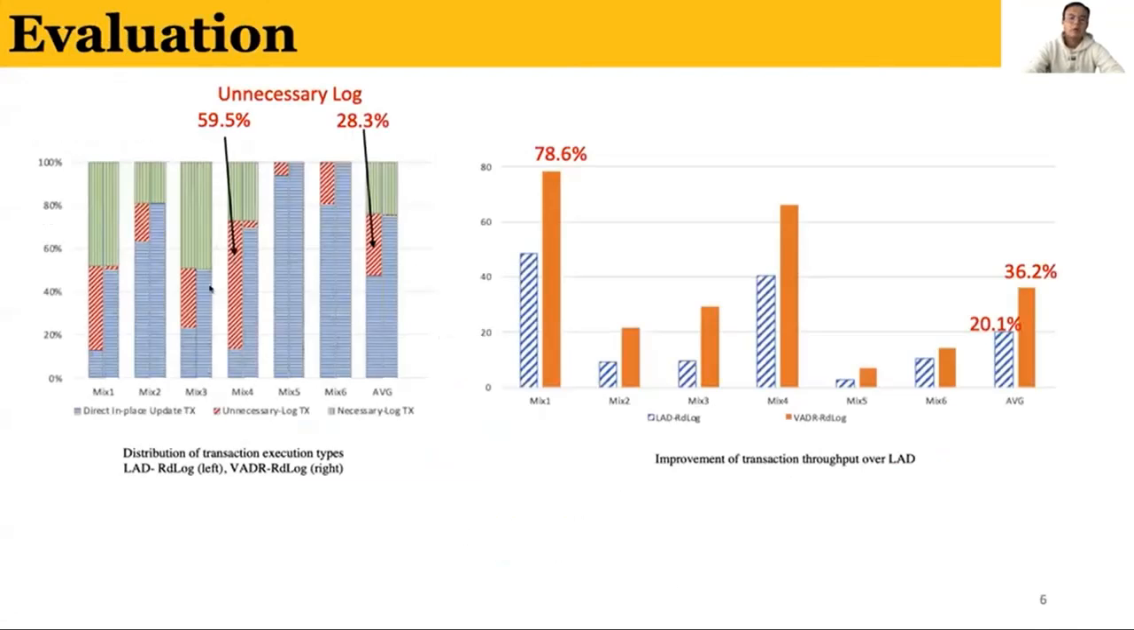We compare our design with that, and we can see in the first graph, virtual ADR almost eliminates all unnecessary logs. For performance, ReduLog improves throughput by 20.1%. Virtual ADR with ReduLog improves throughput up to 78.6% and 36.2% on average.